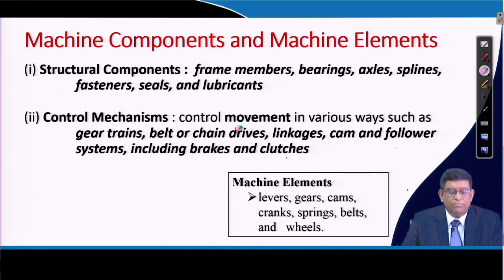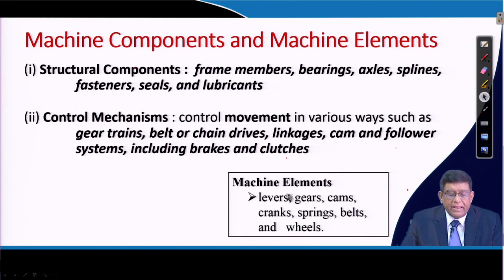And the control of movement is where you have to decide how the power will be given and how it will go. That is done by your gear trains, belts, chain drives, linkages, cam and follower systems, and brakes and clutches. These are the basic machine elements you might have seen.